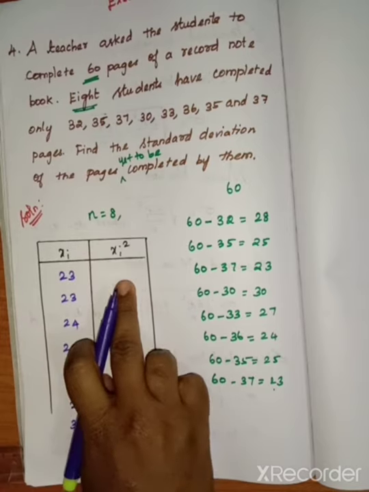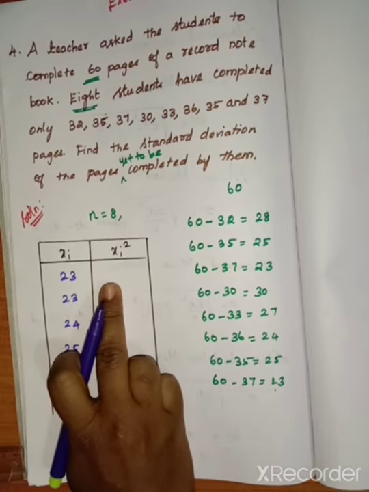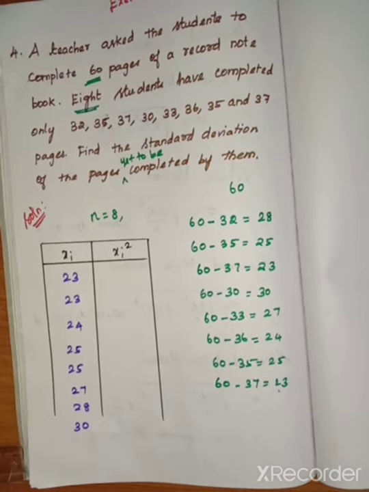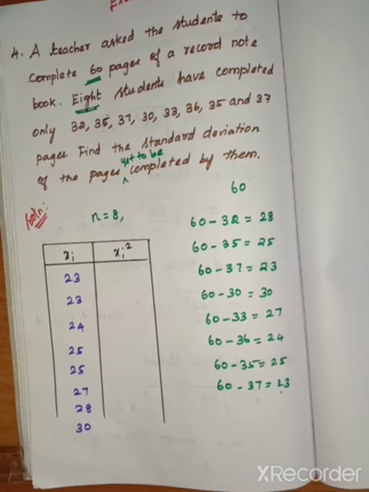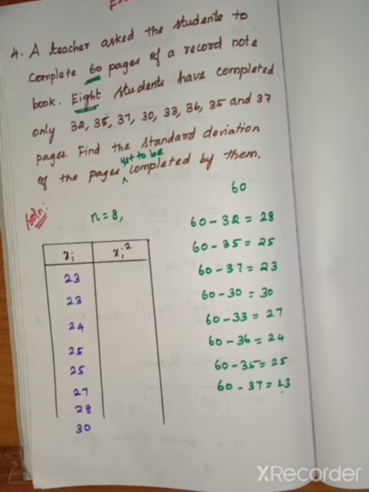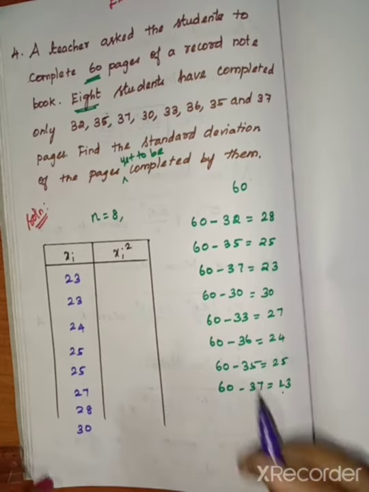So here we want to square. We already know the square terms: 1 one is 1, 2 twos are 4, like that. Here we have 23 into 23. If you multiply, we get 529. If you know it, you can write it straight away, or otherwise you have to do the multiplication.